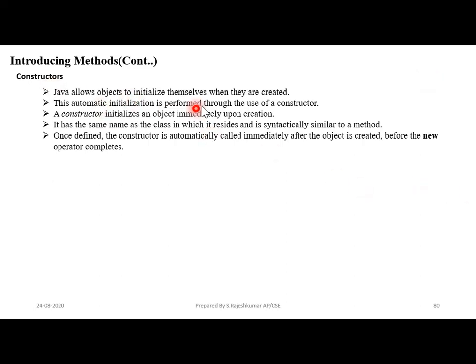So we can look at this. Java allows objects to initialize themselves when they are created, right? This automatic initialization is performed through the use of a constructor. The constructor initializes the object immediately upon creation. Could you understand this? So objects initialize themselves through the initialization performed by the constructor, and the constructor initializes the object immediately upon creation, right?